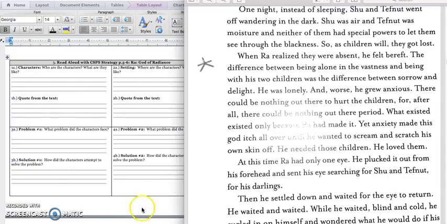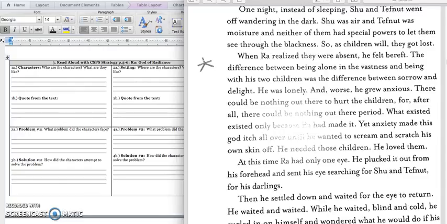And if we read the next paragraph, it tells us that he plucked out his eye and sent his eye searching for Shu and Tefnut. Underline this sentence and write an S out beside it. You can write S number 1, and for the problem, you can write P number 1, because there's going to be another one. And in box 3B, we would write, Ra sent his only eye to look for Shu and Tefnut. Press pause to write down your answer and play when you're ready to keep reading.